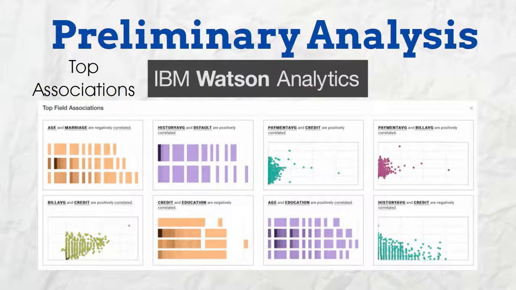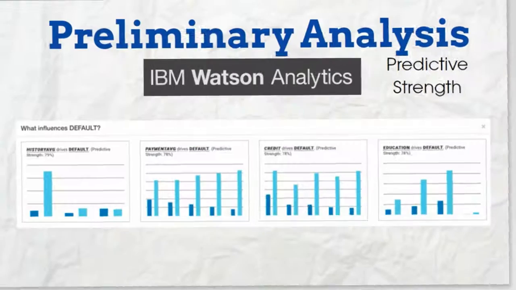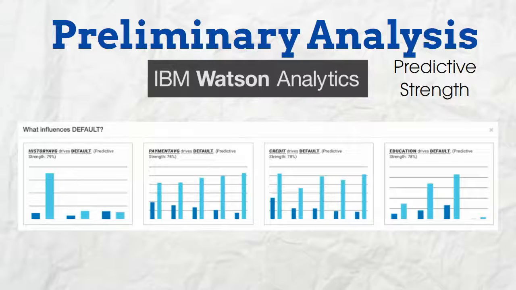Watson produced a list of top field associations. This just illustrates correlation between certain pairs of variables. For example, payment average and bill average are positively correlated, which makes sense since customers with bigger bills have to pay more. Watson also produced a list of top influencers of default, and according to Watson, history average, payment average, credit, and education are the best predictors of default, and they all have around the same predictive strength at 78 or 79%.